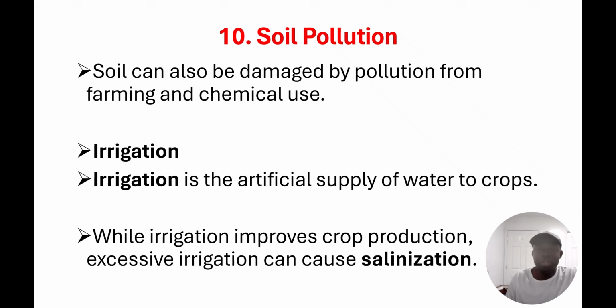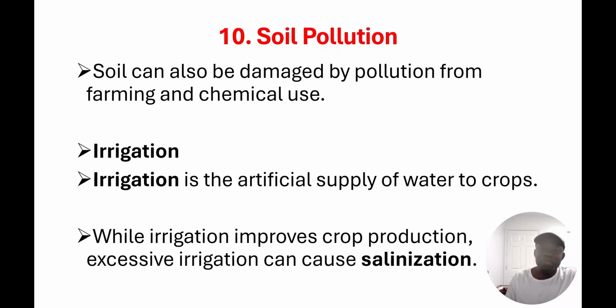So in a nutshell, when this happened, there was soil pollution. It polluted the soil, polluted the land. We call it soil pollution. So what is soil pollution in agriculture? Soil pollution is damage from pollutants from farming and chemicals. Soil pollution leads to what we call irrigation. This is the artificial supply of water to crops. While irrigation improves soil production, excessive irrigation causes salinization.